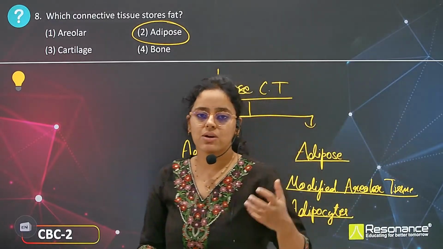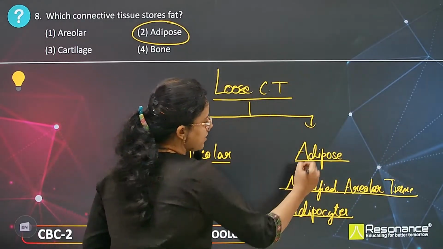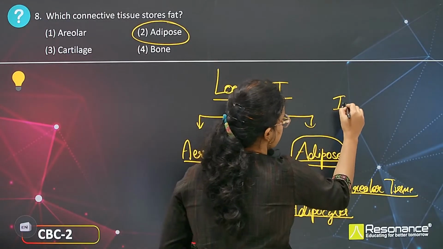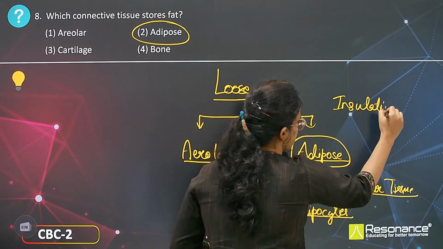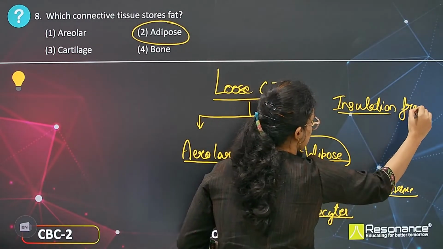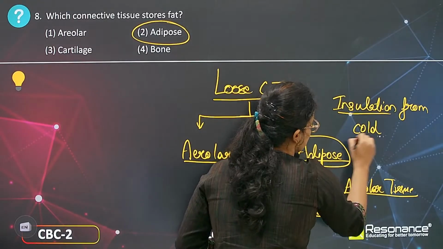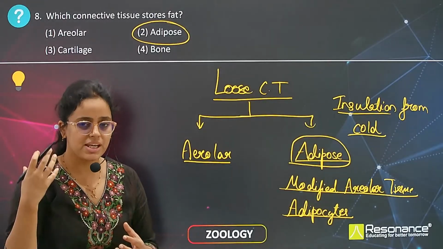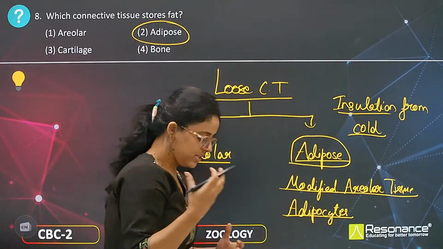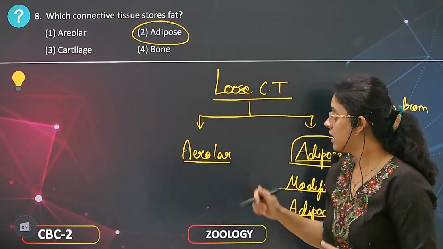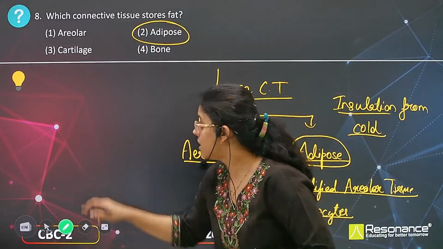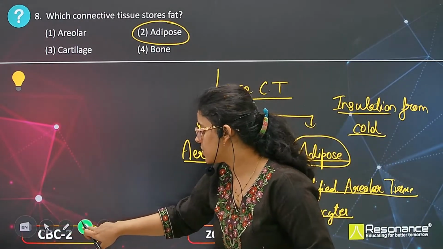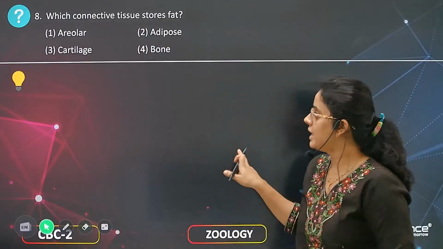This is a modified areolar tissue, and the important function of adipose connective tissue is insulation from cold, and protecting sensitive organs. So these are present near the brain, spinal cord, or eyes, sensory organs. So this is adipose connective tissue. The answer to which connective tissue stores fat is adipose tissue. Now let us move to the next question.